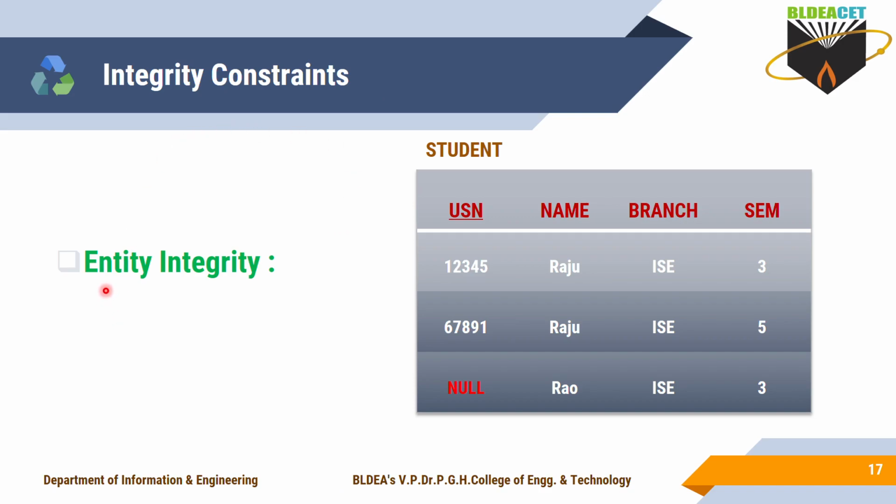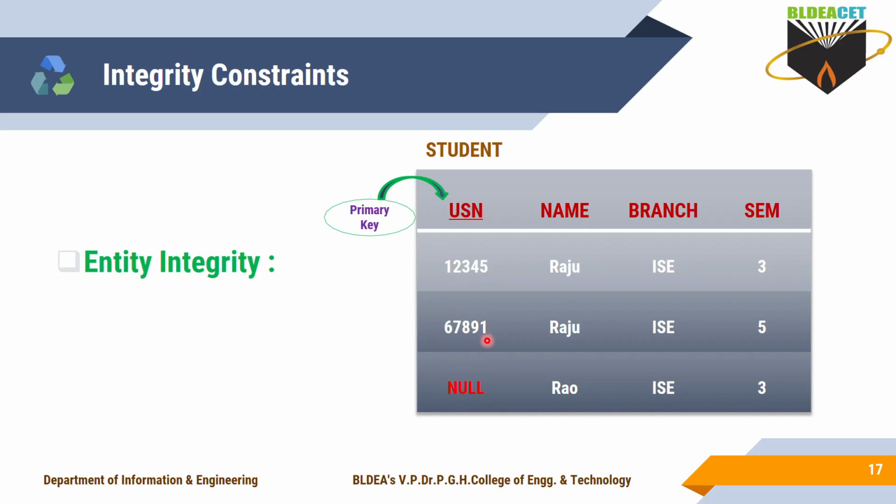Among the integrity constraints, the first is entity integrity. What does entity integrity mean? Before explaining it, you have to identify which attribute is the primary key. USN is your primary key, which holds the unique property. With the help of this USN, I can identify this tuple. If I know 1 2 3 4 5, with the help of that I can retrieve the remaining information about the student, as this unique identification is done with the help of the USN number.